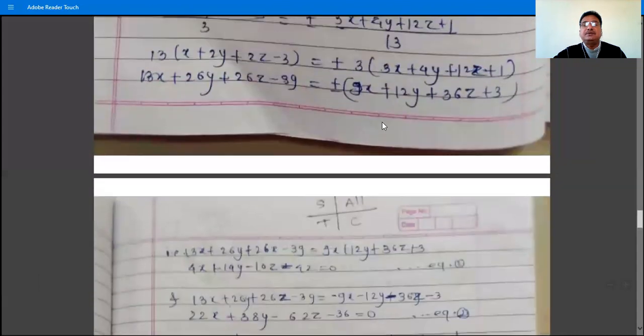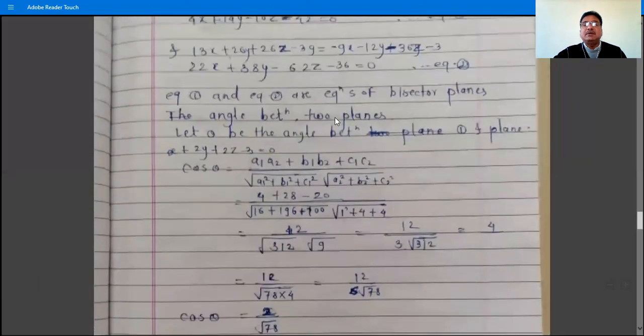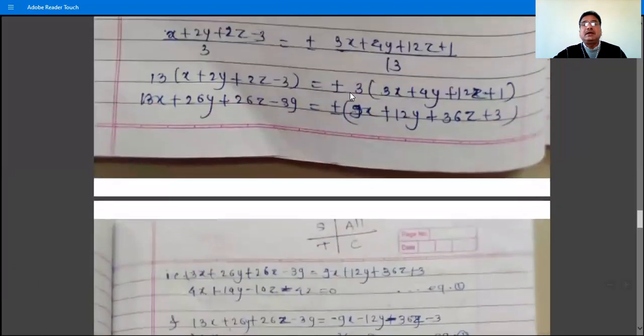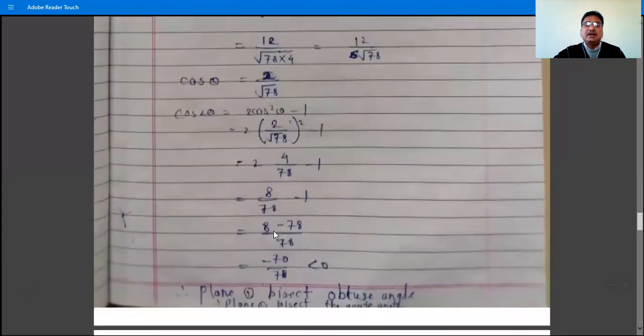So the question was to specify the one which bisects the acute angle. So this equation number 2, this plane number 2, that is 22x plus 38y plus 62z minus 36 is equal to 0, bisects the acute angle. So out of plane number 1 and plane number 2, plane number 2 bisects the acute angle, and plane number 1 bisects the obtuse angle.